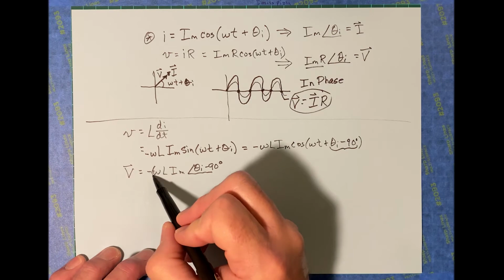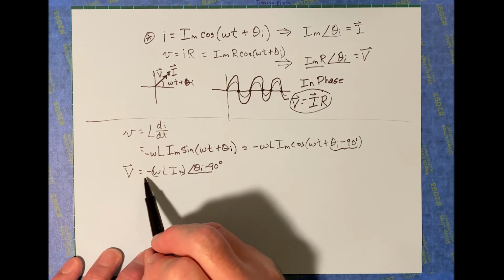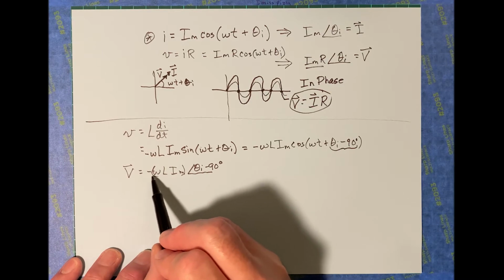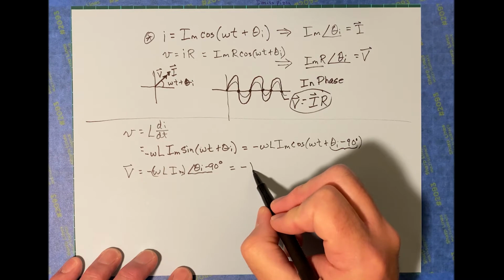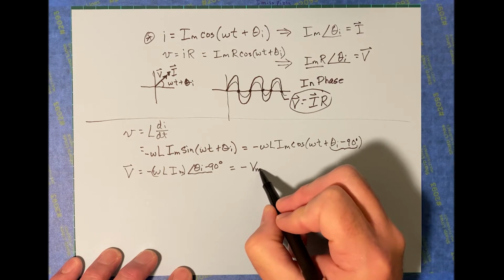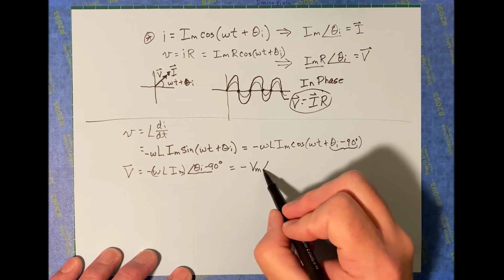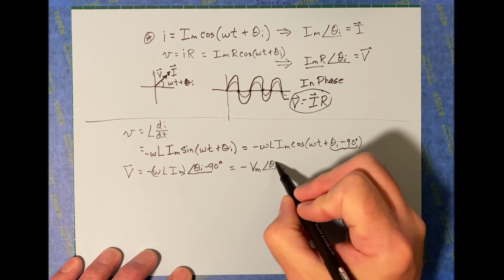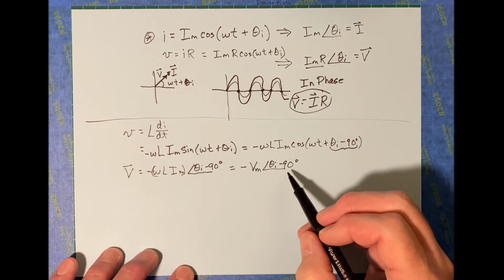Okay, well, all of that right there is just the amplitude of the voltage. The negative sign is not part of that, but we could rewrite this as just minus the maximum voltage across that inductor times the angle theta sub I minus 90 degrees, like that. So we could do that right there.